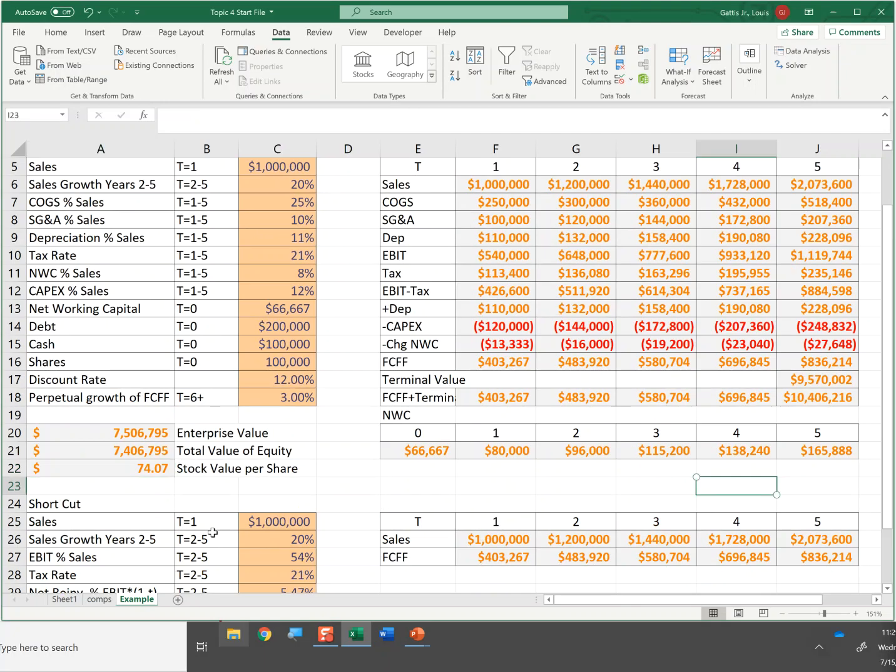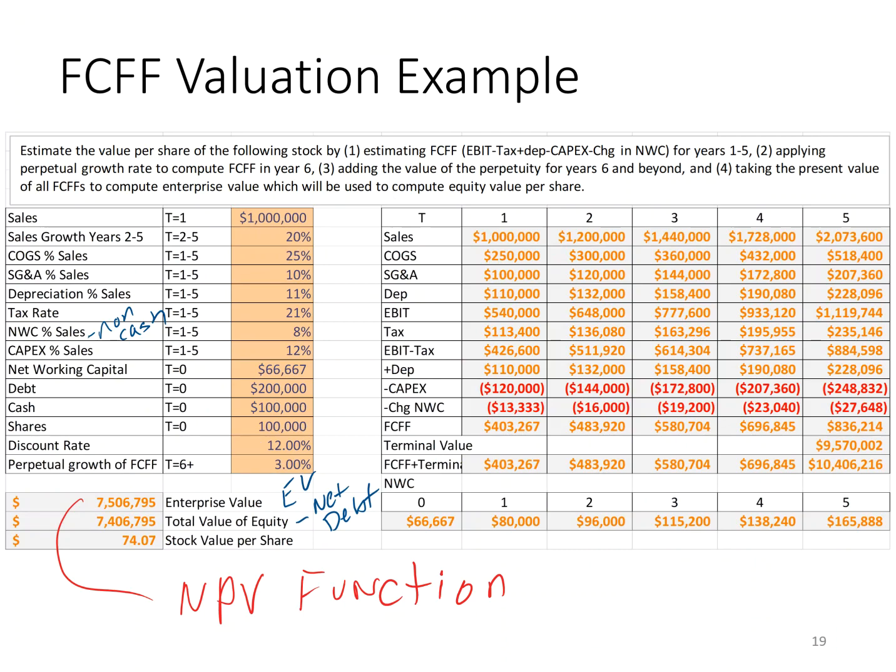All right. So that's my DCF valuation using a perpetual growth rate, and we just learned the NPV function. Now, be careful, the NPV function assumes the first cash flow is 1 year from now, and I just put my discount rate in.